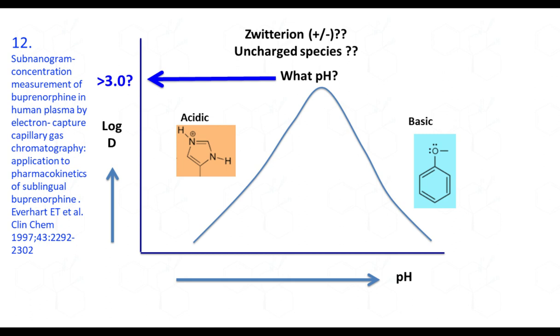So here the axis is pH, and what is the corresponding log D? At low pH, it's acidic. We have a charge on the amine group. At high pH, it's basic. We have a charge on the phenol group. Is there something in the middle where we either have no charge or we have a zwitterion? What pH would that be, and what is the resulting log D?